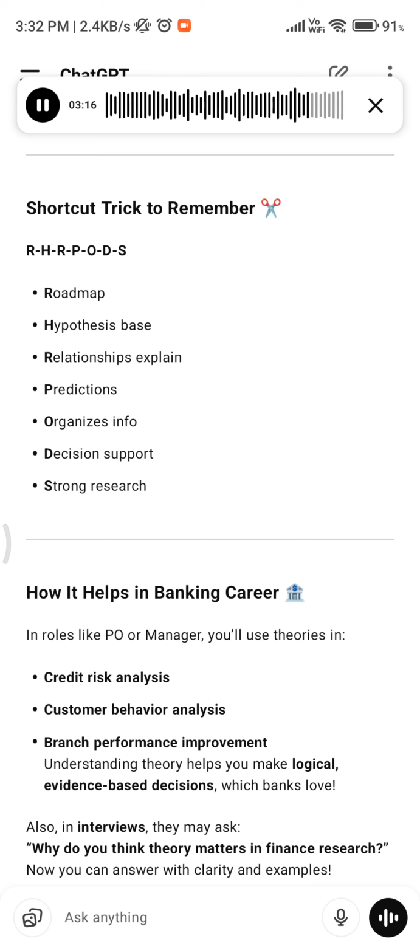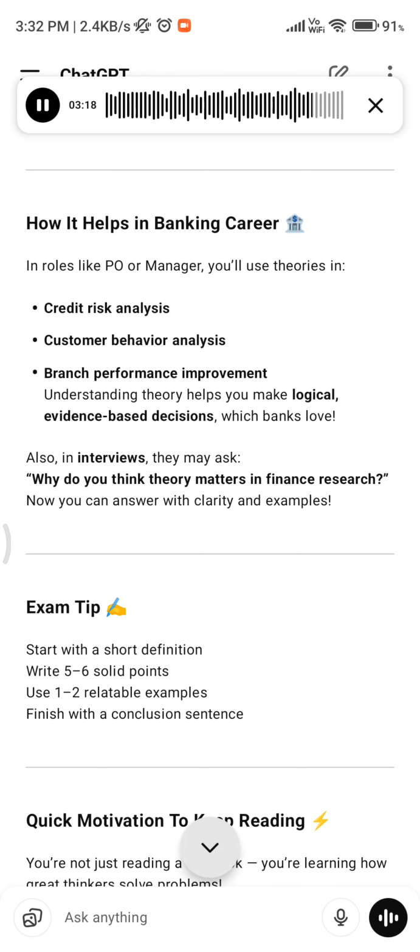Exam tip. Start with a short definition. Write 5 to 6 solid points. Use 1 to 2 relatable examples. Finish with a conclusion sentence.